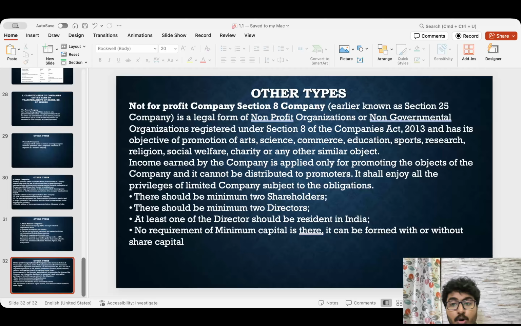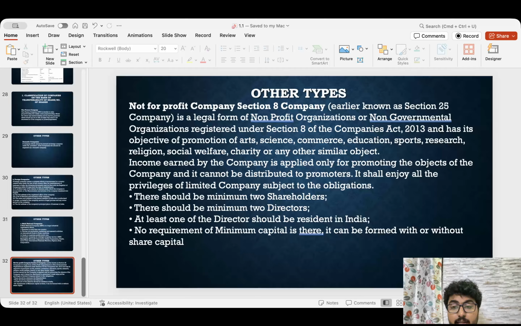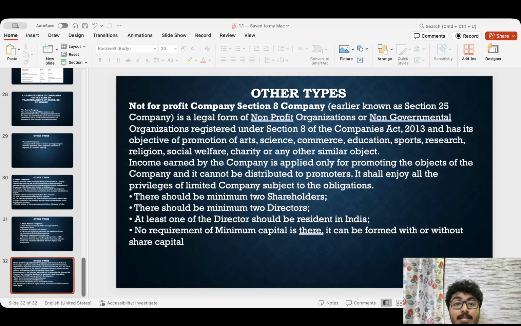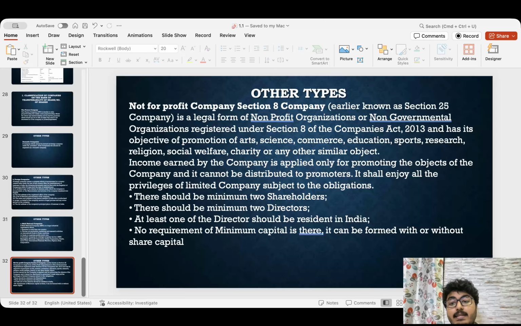Now we come to the most important one, that is Section 8 companies. Section 8 companies, earlier known as Section 25 companies, are a legal form of non-profit or non-governmental organization, registered under Section 8 of the Companies Act 2013, with the objective of promoting arts, science and commerce, education, sports, research, religion, social welfare, charity or other similar objects. Basically, income earned by the company is applied only for promoting the objects of the company and can't be distributed to the promoters.